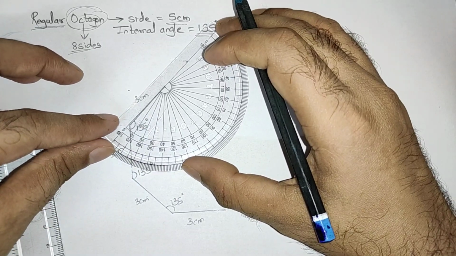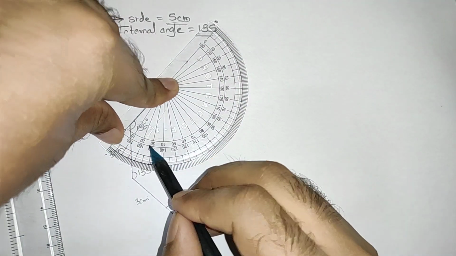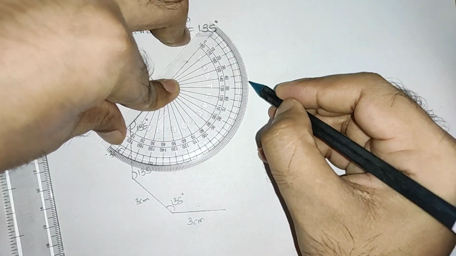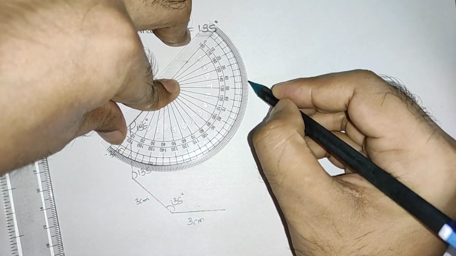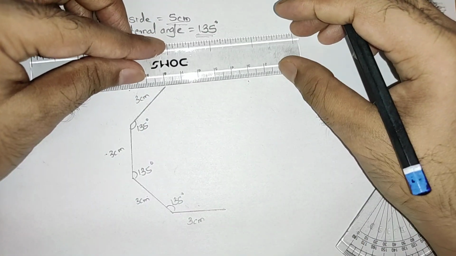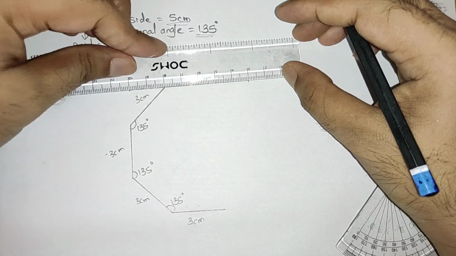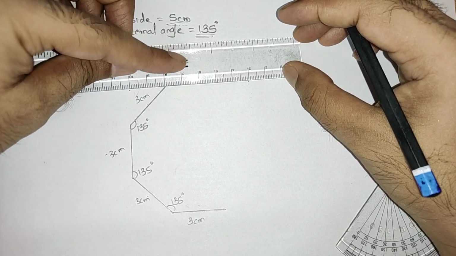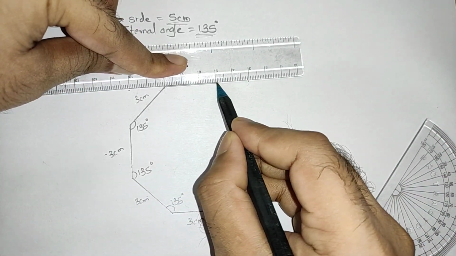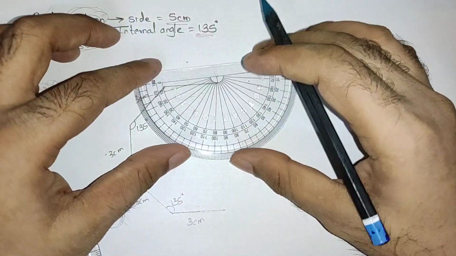Place the protractor over here. Start counting from 0, 10, 20, up to 130 and 135. Place the ruler over here. Adjust it in such a way that the counting of 3 centimeter becomes easy for you, and these 2 points lie on the ruler. So from 8, if I start, I have to stop at 5. Place the protractor over here.